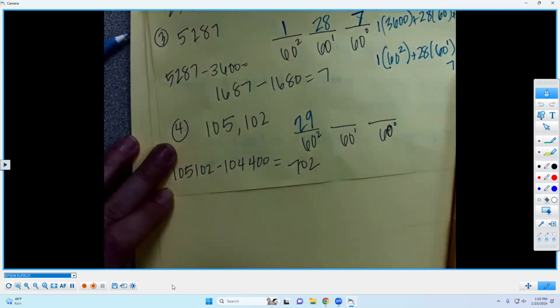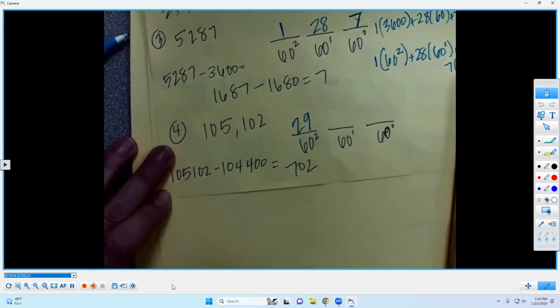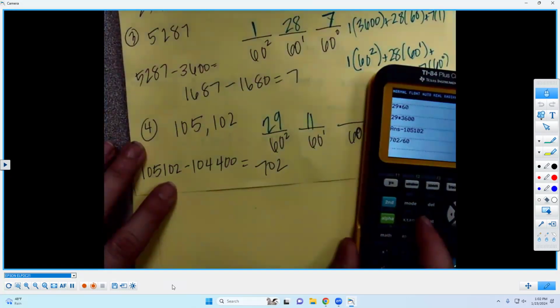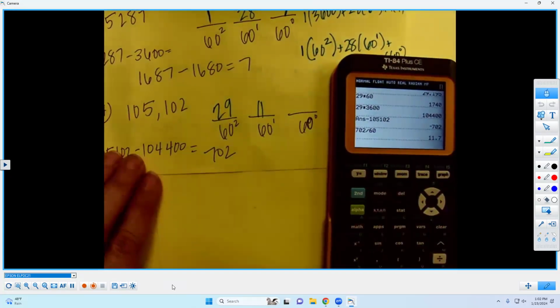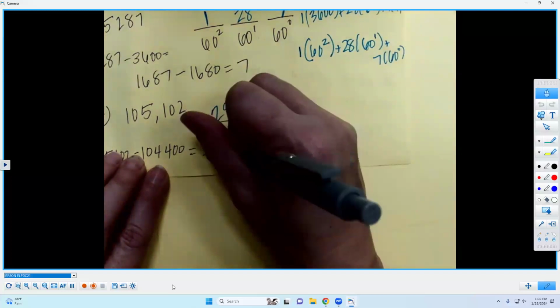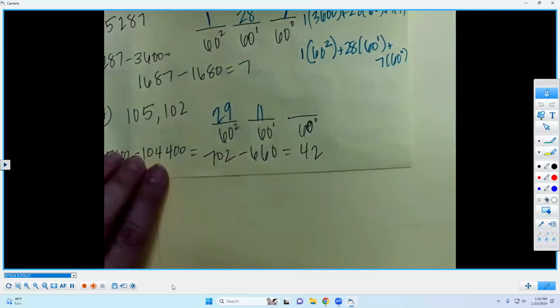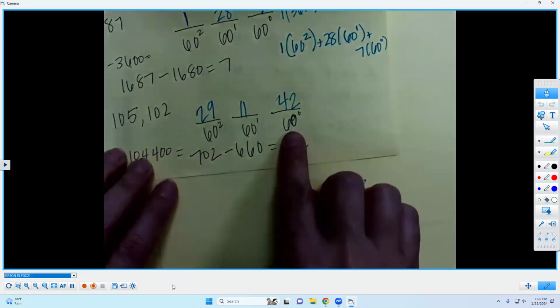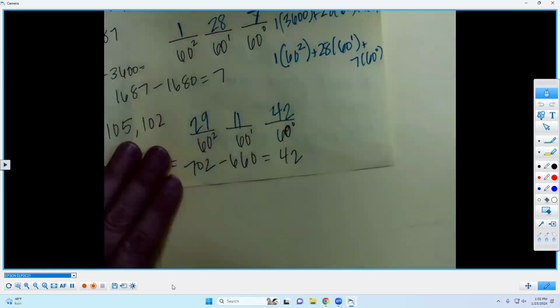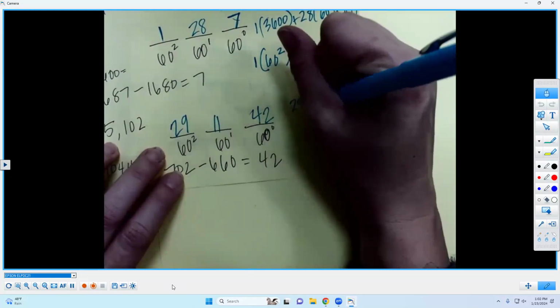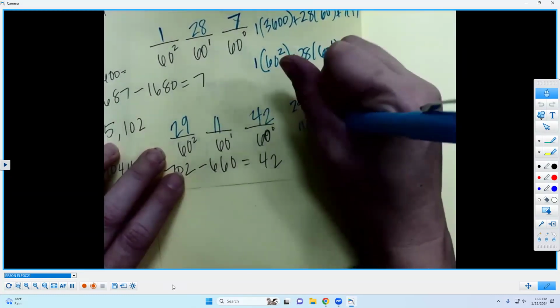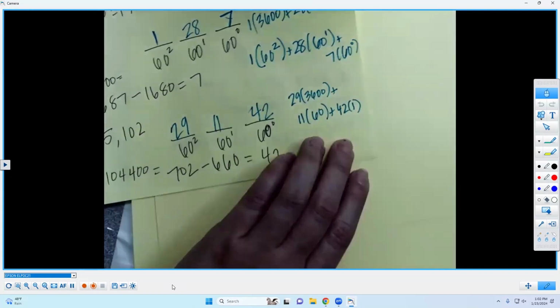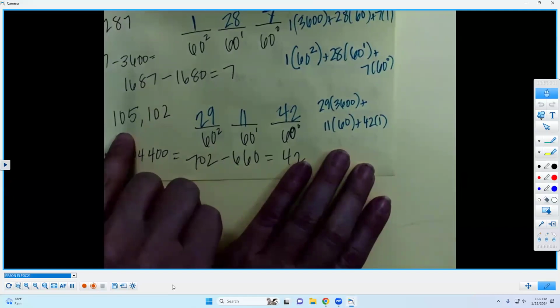How many 60s go in that? So 702 divided by 60, there's 11. I can make 11 out of that. And let's see, 60 times 11 is 660. So I have 42 left after that. And so that's just going to be the pieces in that part right there. So you can check your answer by doing 29 times 3,600 plus 11 times 60 plus 42 times 1. And that should add up to be 105,102.